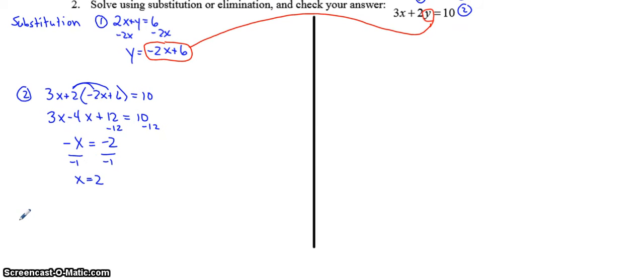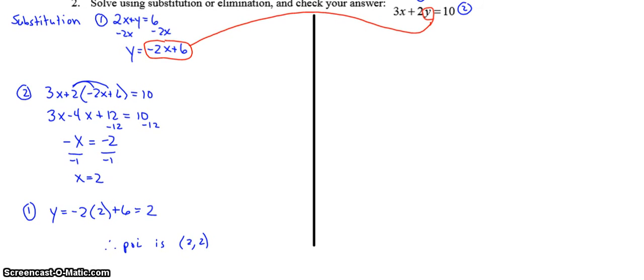To figure out the y, we're going to go back to equation 1, and we're going to substitute that 2 into the x. So that is negative 4 plus 6, which is positive 2. So therefore, the point of intersection is 2, 2. That's a coincidence that it's the same point of intersection as the one above. It wasn't meant to be.